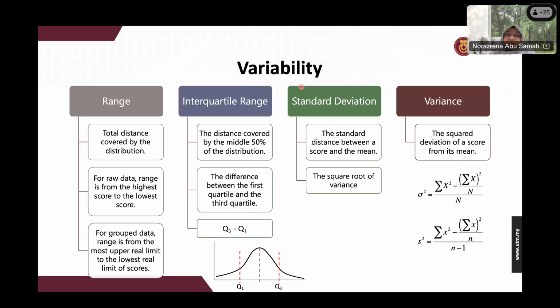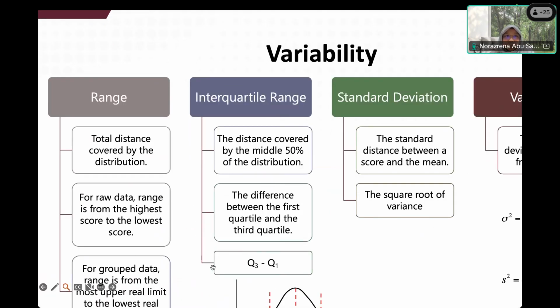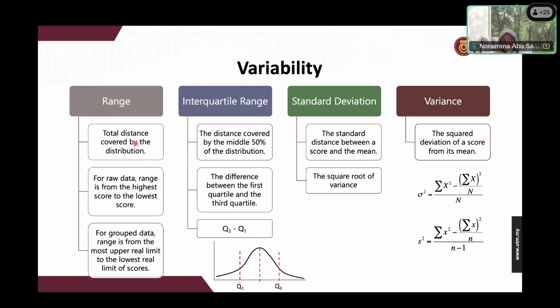Okay, so previously was the central tendency. Now it's on variability. Variability consists of the range. Range means the total distance covered by the distribution. It means the range is the highest score minus the lowest score. So that's the range.